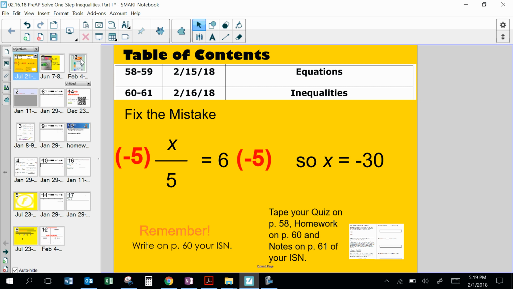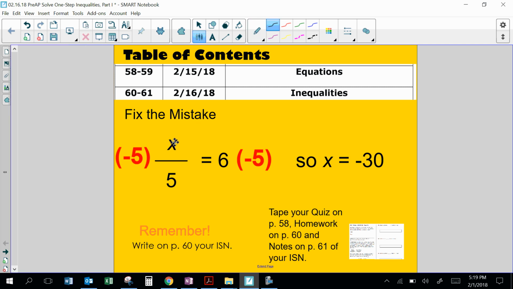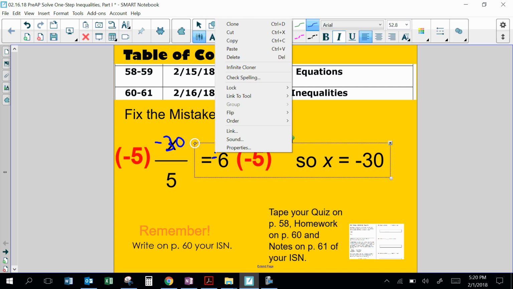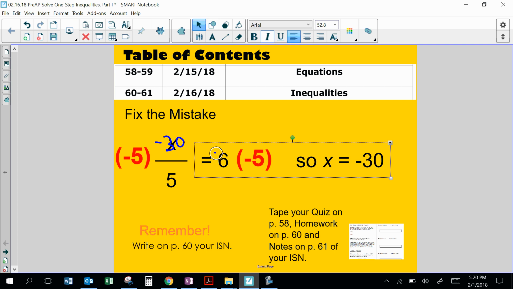All right, so fix this mistake. Let's look at this number routine. In this number routine, it shows x divided by 5 equals 6, and they say the answer is negative 30. Is that correct? If I replace this x with negative 30 divided into 5 groups, would that be positive 6? No, it would be negative 6. So we know there is a mistake somewhere here. But the question is, where is the mistake?